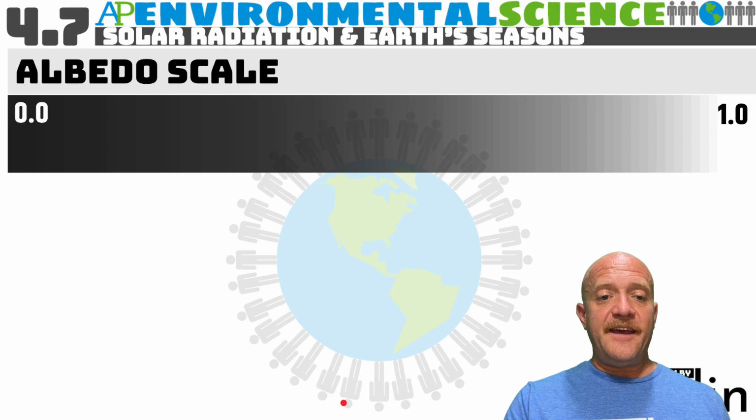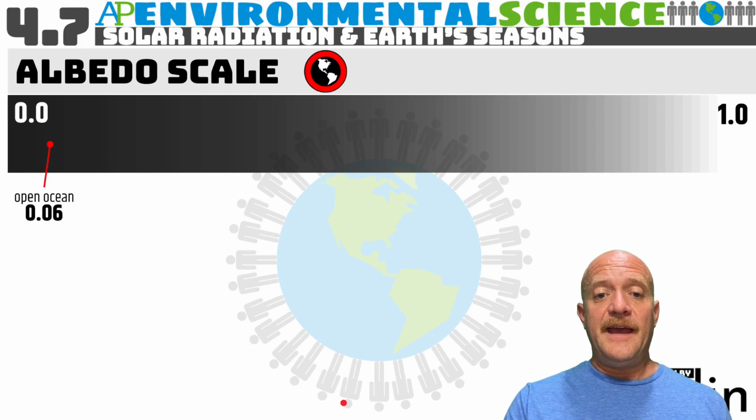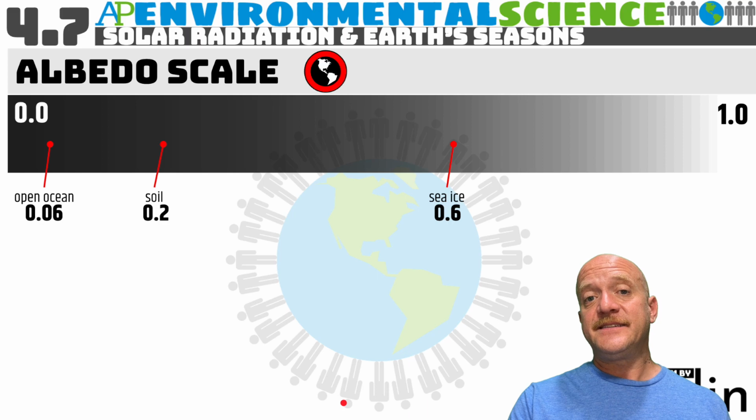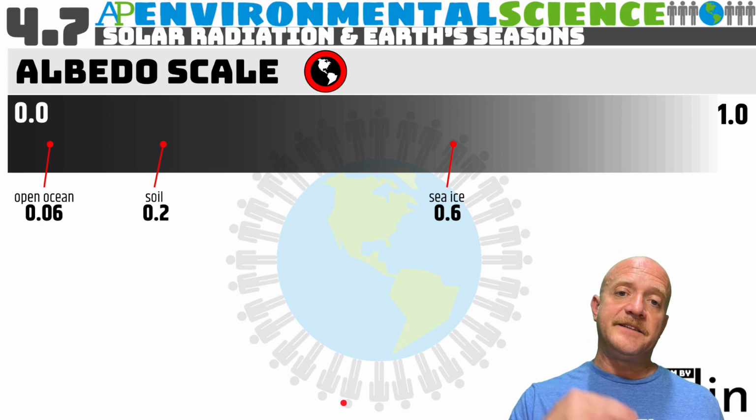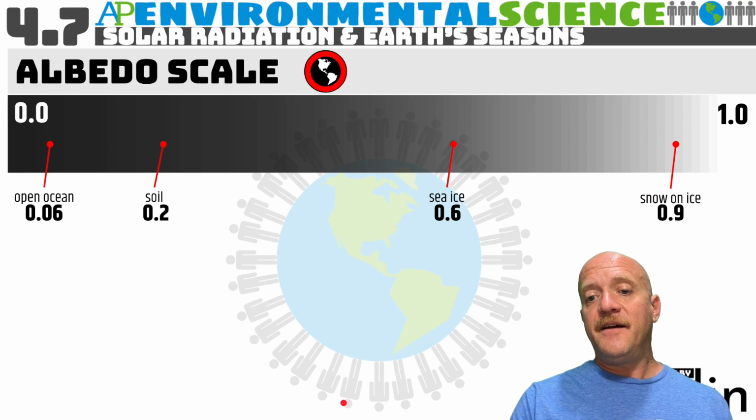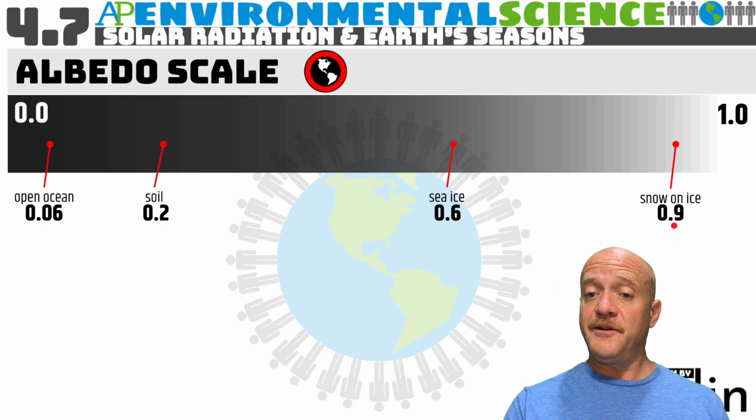Now the scale of an albedo. For the environmental surfaces, we have the open ocean, which is 0.06. It's almost zero. Soil is 0.2. The sea ice is 0.6. That's literally ice on top of the ocean. And then snow on top of ice is the closest to 1.0.